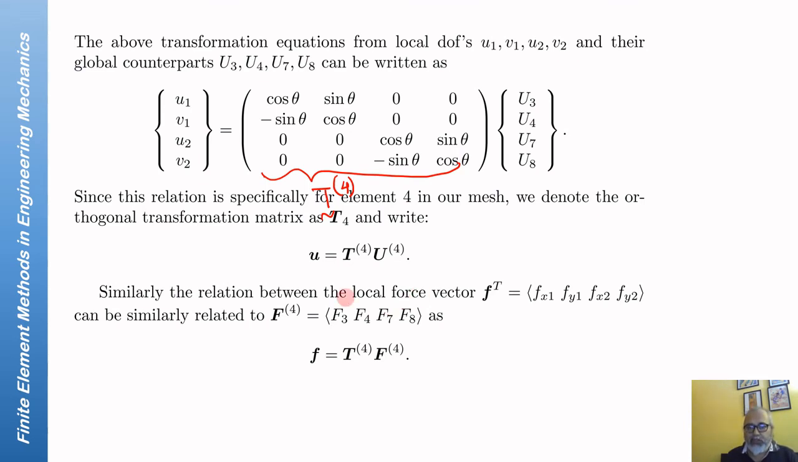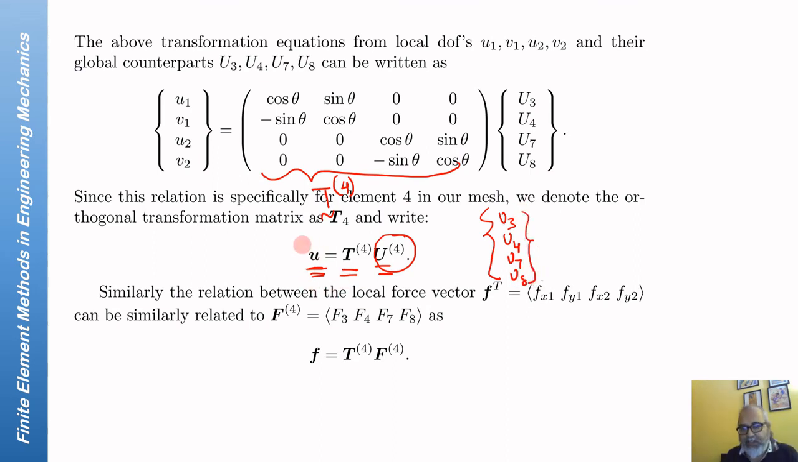So the local force vector, local displacement vector or degree of freedom vector is related to the corresponding global degree of freedom vector for element number 4 by T4. This U4 is the subset of global degrees of freedom associated with element number 4, which are U3, U4, U7, and U8. This is all that I need.